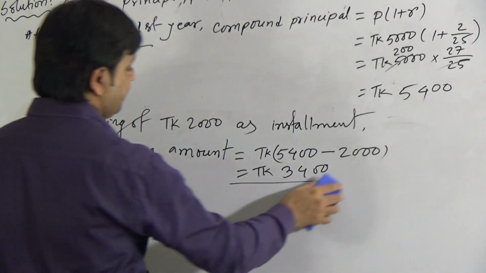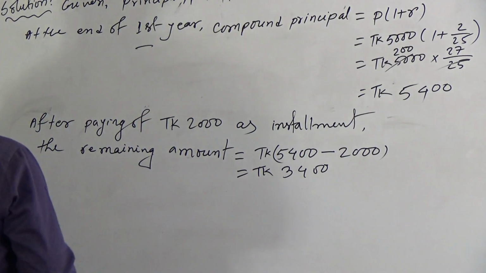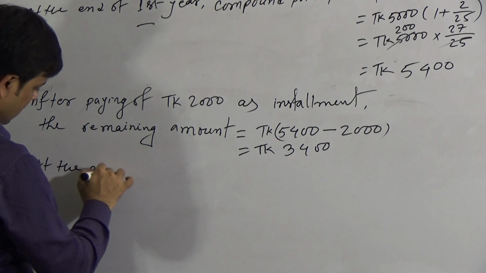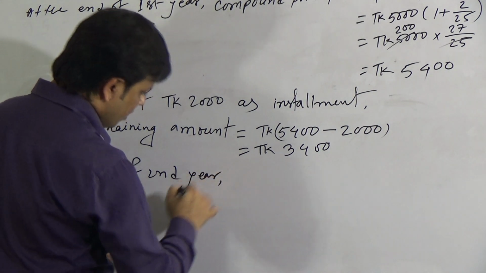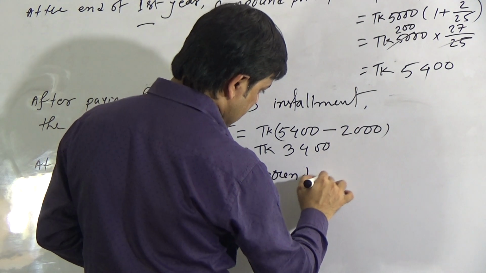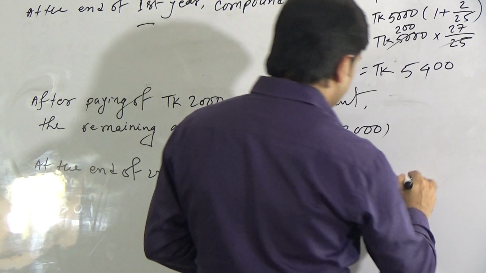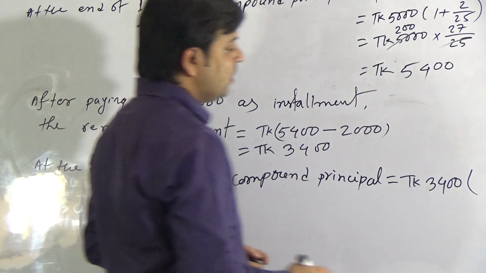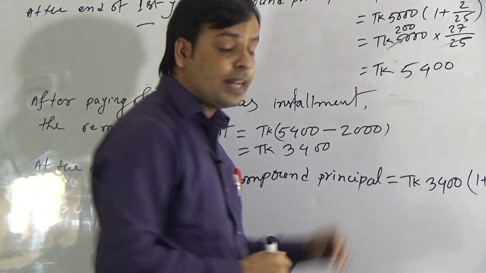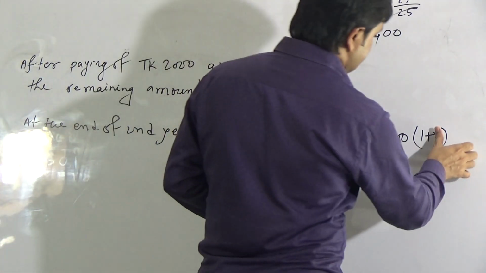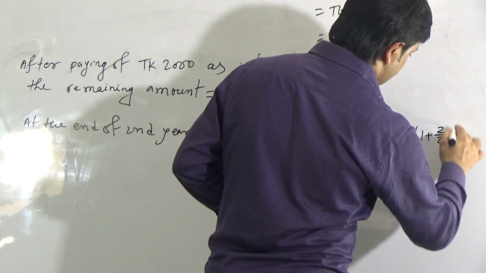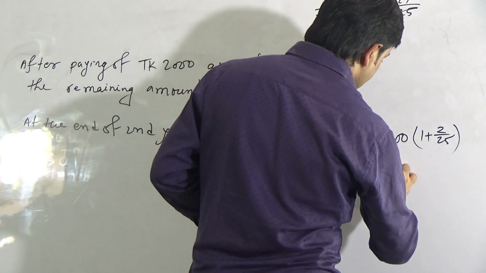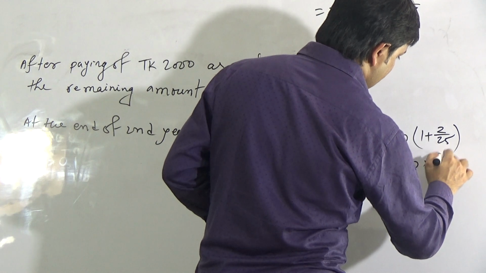So we can determine the compound principal at the end of second year. At the end of second year, compound principal is equal to, we have to write the principal first, it means taka 3,400, as we have changed the principal now. Now 1 plus r, as this is only for the second year, here n is also 1 year. We know the value of r is 2 by 25, so we can write taka 3,400 into 1 plus 2 by 25, which is taka 3,400 multiplied by 27 by 25.